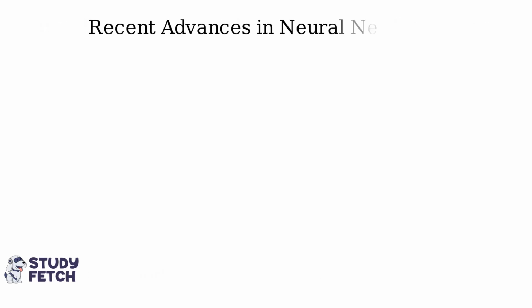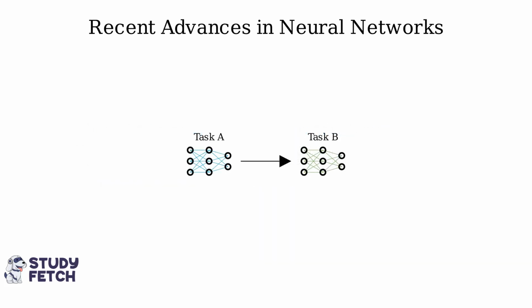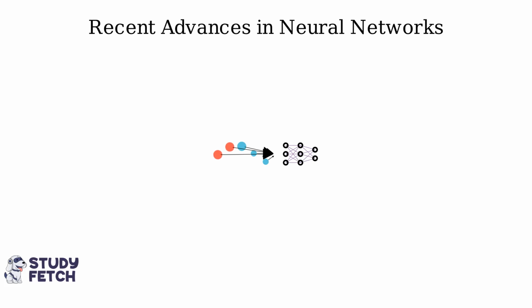Recent advancements have expanded the capabilities of neural networks. Transfer learning allows a model trained on one task to be repurposed for another related task, saving time and computational resources. Few-shot learning enables models to learn from a very limited number of labeled examples, which is more similar to how humans learn.